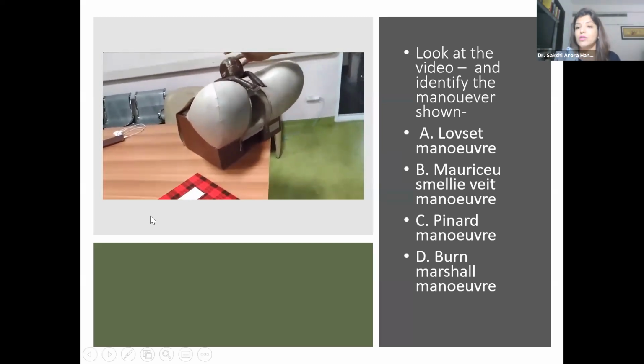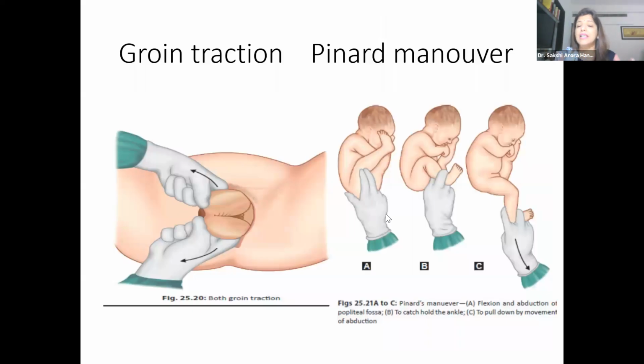So this is a maneuver which is related to delivery of the head of the baby. For delivery of the head of the baby, there are two maneuvers, Burns-Marshall technique and Mauriceau-Smellie-Veit maneuver. I am going to start the breech delivery from the beginning, that means from the legs.